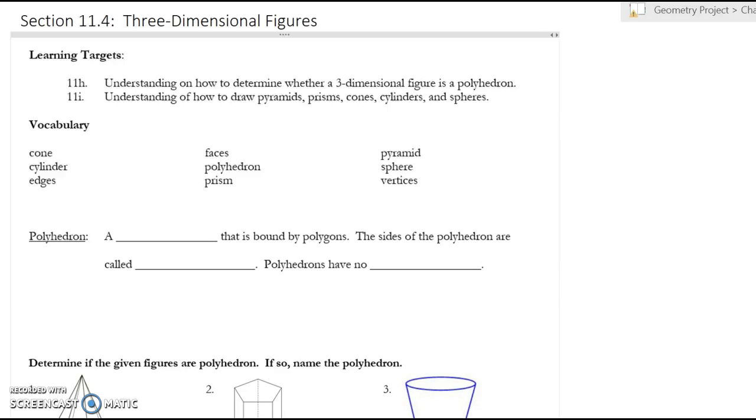Okay, so what we're doing today is section 11.4, three-dimensional figures. So three-dimensional figure, again, there's polyhedrons, which are three-dimensional figures that are made up of polygons. And then there's just three-dimensional figures that are solids, and those are the things that have curves. So it is a solid that is bound by polygons. The sides of the polygons are called faces, and polyhedrons have no curves.